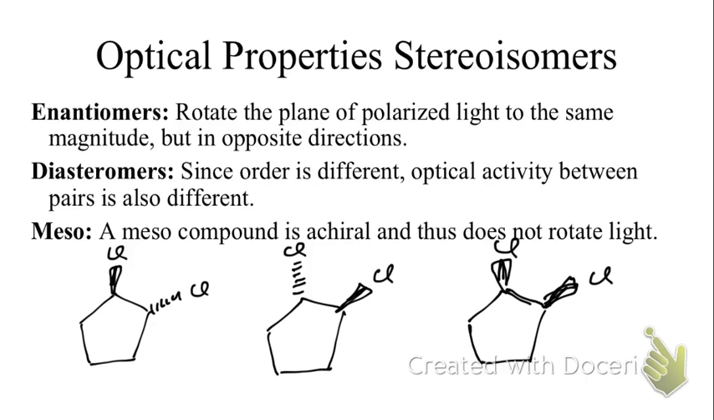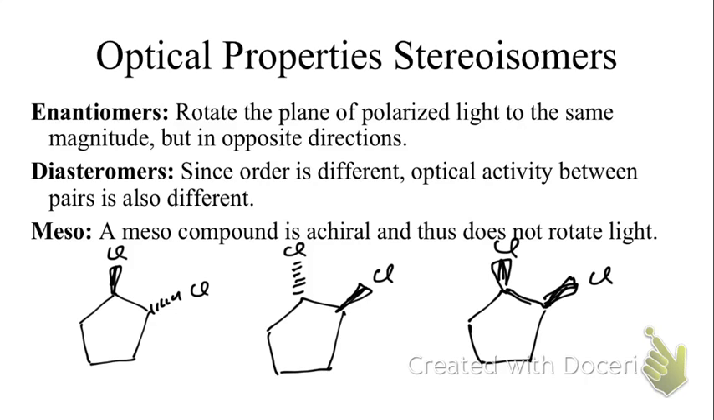When we're looking at enantiomers, enantiomers happen to rotate the light the same amount, the same magnitude for a given concentration, given path length. But they're going to rotate it in opposite directions.